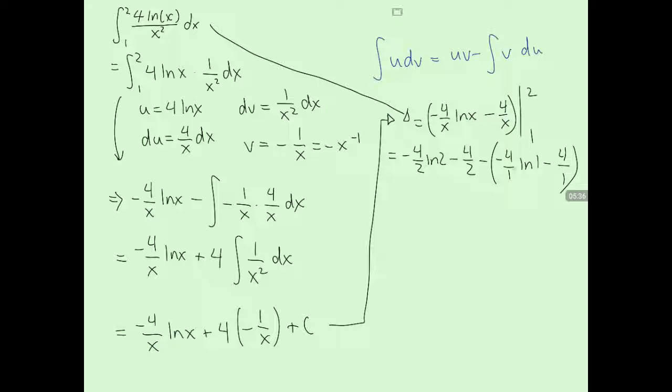We know that ln 1 is 0, so we can just get rid of that. And minus 4 over 1 is just plus 4. So we can simplify these things to negative 2 ln 2, take away 2, plus 4. So our final answer should be 2 minus 2 ln 2.